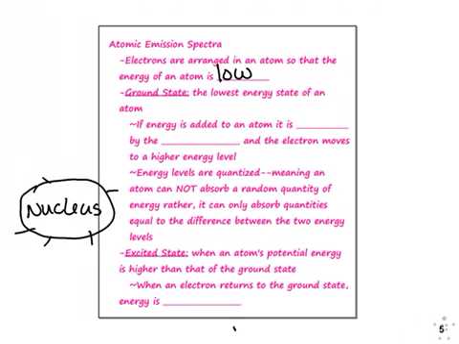So the lowest energy state of an atom is called the ground state. If an atom is in its ground state, it is doing nothing. It's a lump on a log. If energy is added to the atom, that energy is absorbed by the electrons. And then the electron moves to a higher energy level.